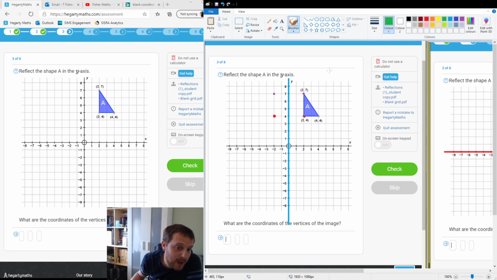By the way, if you printed these out and had tracing paper, what you could do is trace the shape and pick the tracing paper up and flip it and put it down. That's not something that I have the technical ability to do on the computer. It is something that in class I would talk about and show. And it might also be the way that Mr. Hegarty shows it as well, because he's got slightly better software than I have.